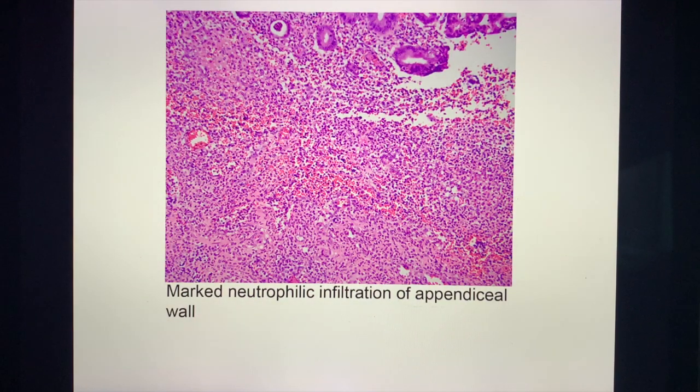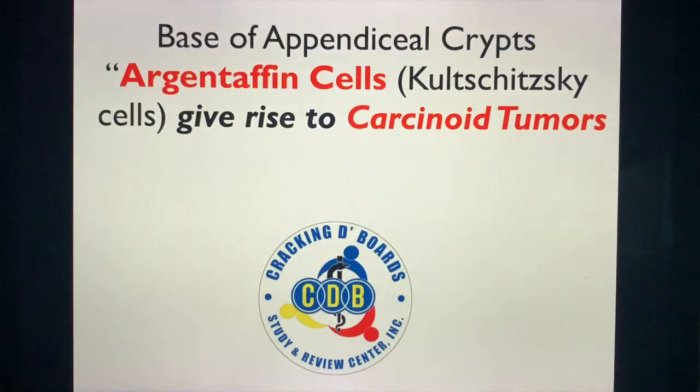Now here, you notice all these neutrophils here, or in layman's terms, all these dots. So this is the marked neutrophilic infiltration of the appendiceal wall. So the diagnosis here would be acute appendicitis. So the magic word is neutrophilic infiltration.